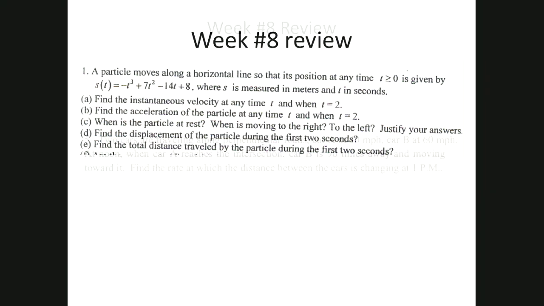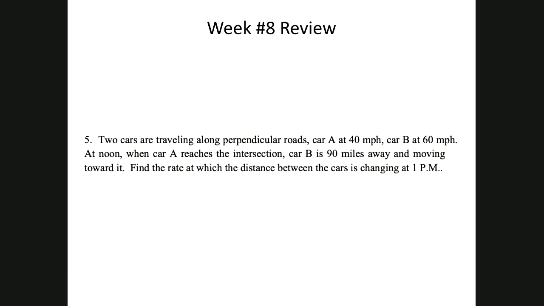Then we also talked about related rates last week, finding the related rate of a problem. In this one, it says two cars are traveling along perpendicular roads. Okay, so I know what perpendicular is. So this is car A at 40 miles per hour, car B at 60 miles per hour.